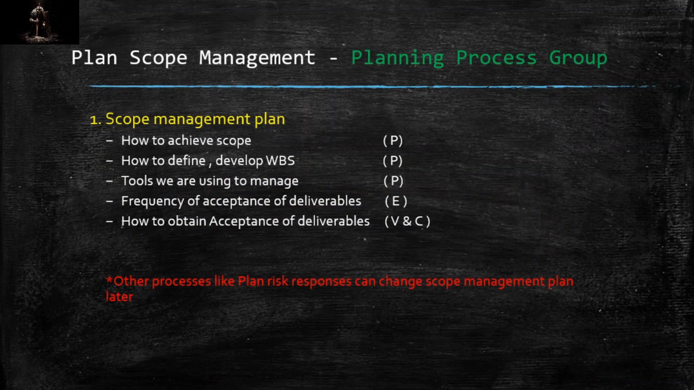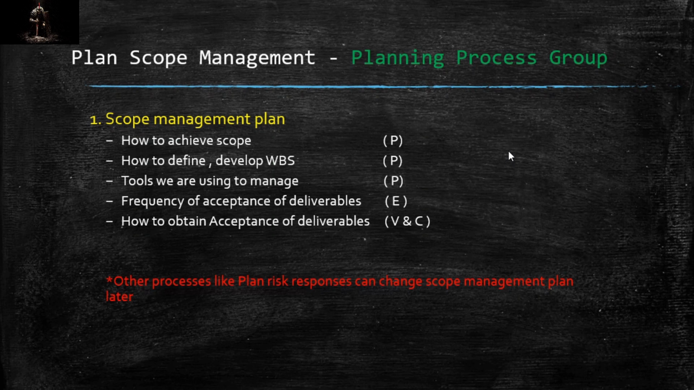We are not going to focus on inputs, tools, and techniques and outputs involved in the processes. It is nicely shown in the books like PMBOK and RITA. Our main focus is on what things we do in plan scope management and what are the outputs. Once we know what we need to do, what inputs, tools, and techniques will be needed will get clear automatically and logic will be developed. So, one of the outputs of plan scope management is scope management plan.